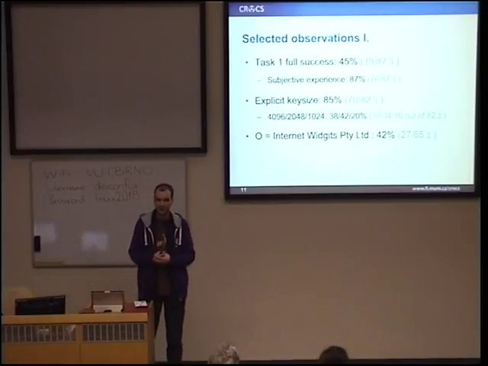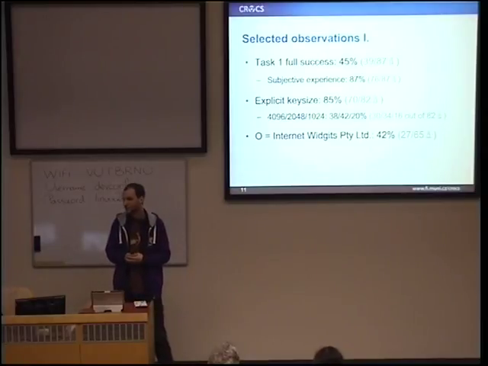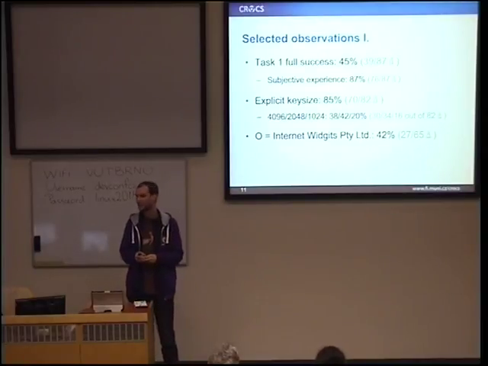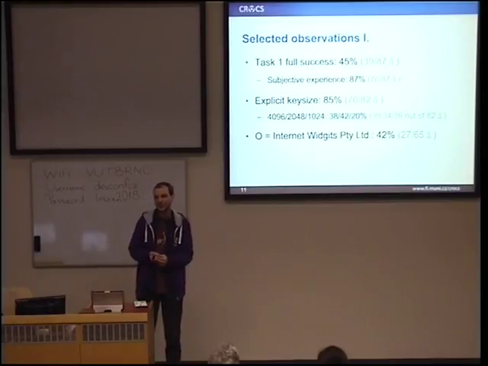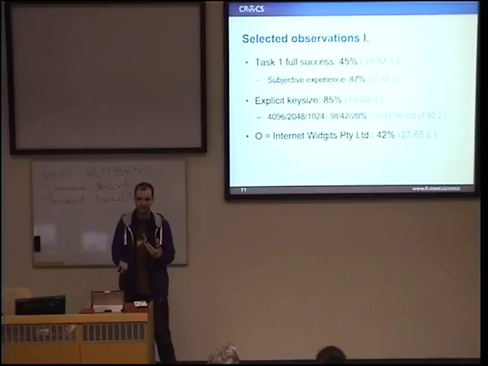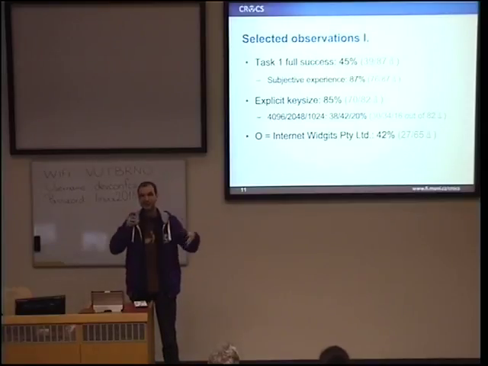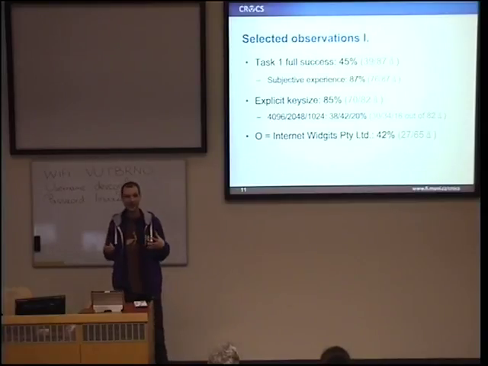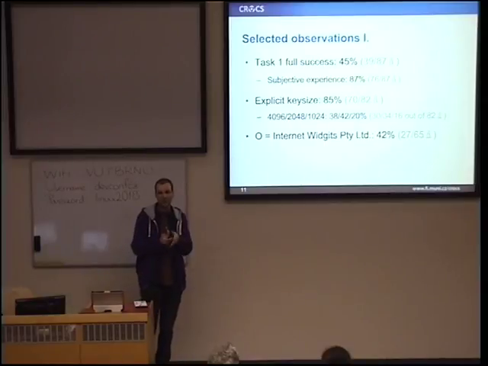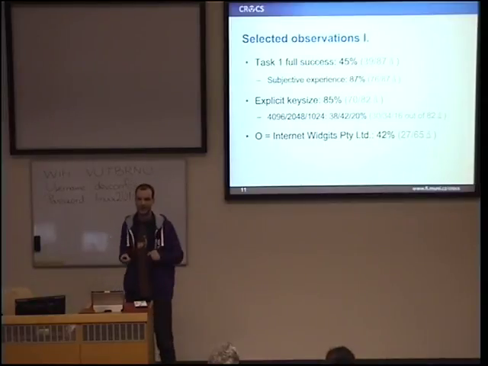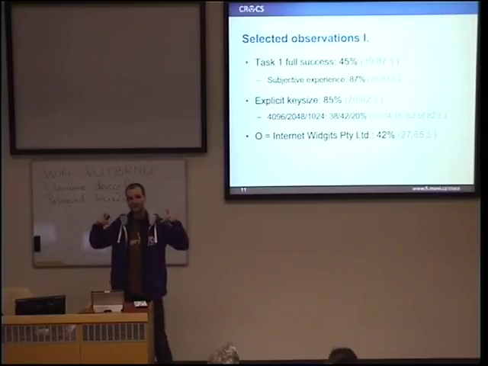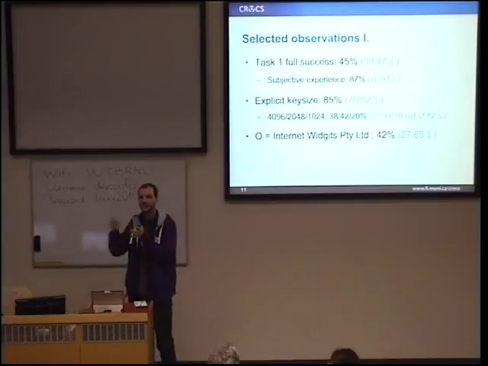Looking into the subject fields of the created certificates, 42% created a certificate with an organization field of Internet Widgets Pty Limited, which is a nonsensical value that is set by default. Now, the interface asks you, what do you want for a common name? What do you want for an organization? And it's always organization, colon, then in square brackets, it's written Internet Widgets Pty Limited, and then there's a text field in which we're supposed to write.